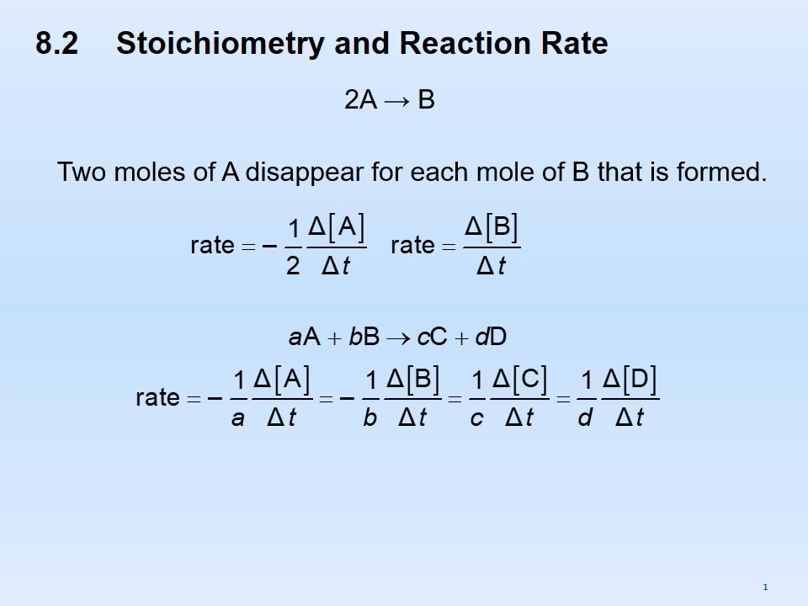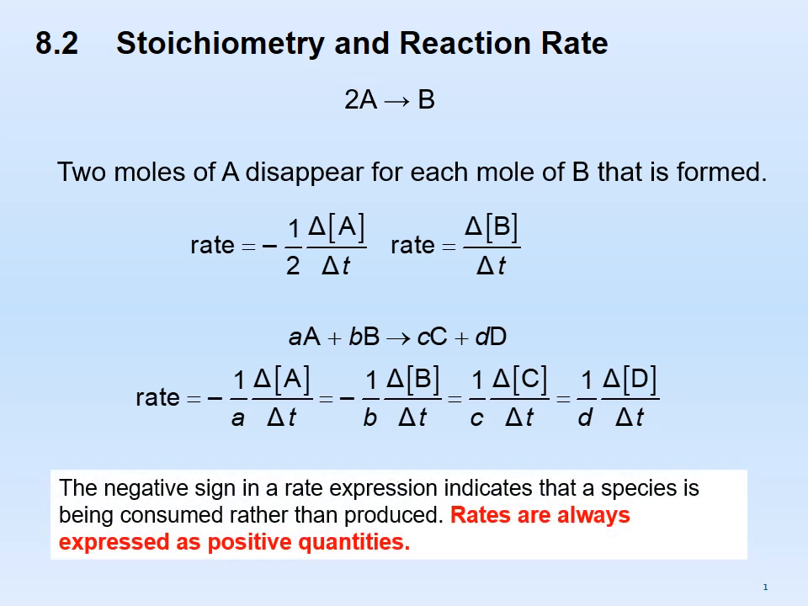If there is a negative sign in a rate expression, it is pointing to the idea that a reactant is consumed rather than produced. Rates are always expressed as positive quantities. To express rate in terms of each product, rate equals change in product concentration over change in time divided by the product's stoichiometric coefficient.